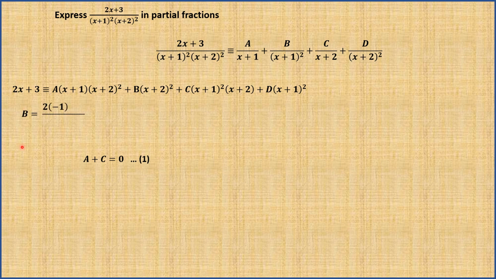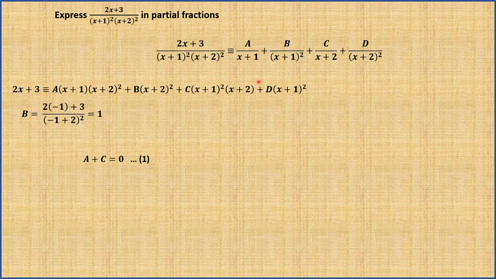So doing that, I have B equals what? 2 into negative 1 plus 3 divided by negative 1 plus 2, all that squared. And when you simplify this, negative 2 plus 3 is 1, and negative 1 plus 2 is 1. 1 squared is 1. 1 divided by 1 gives 1.